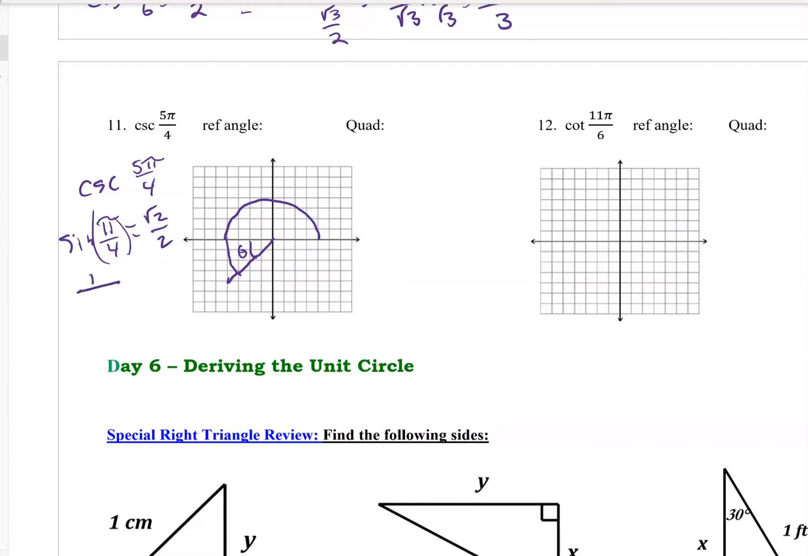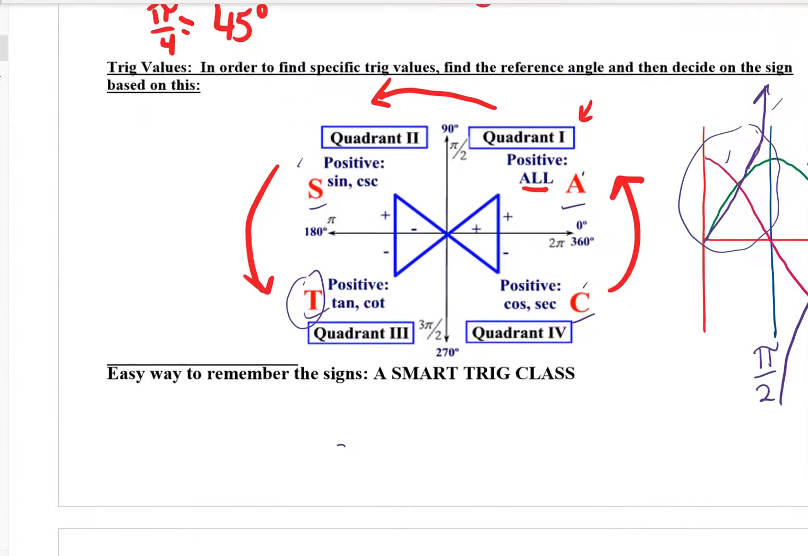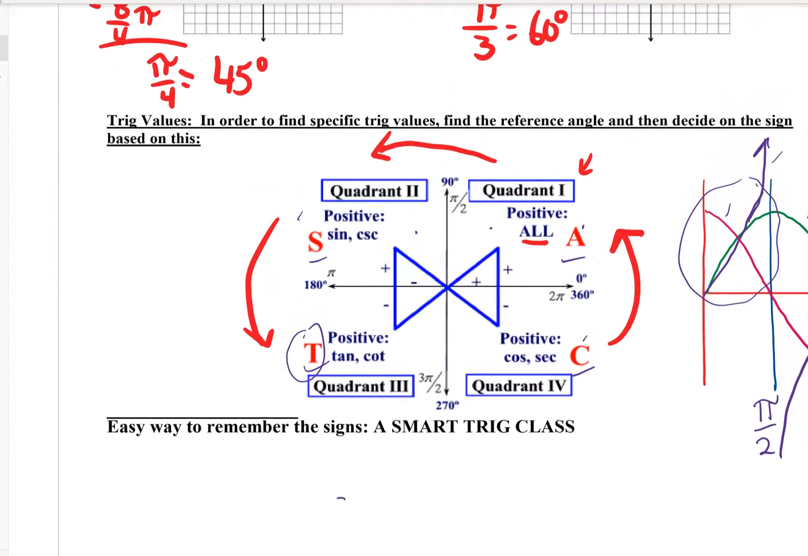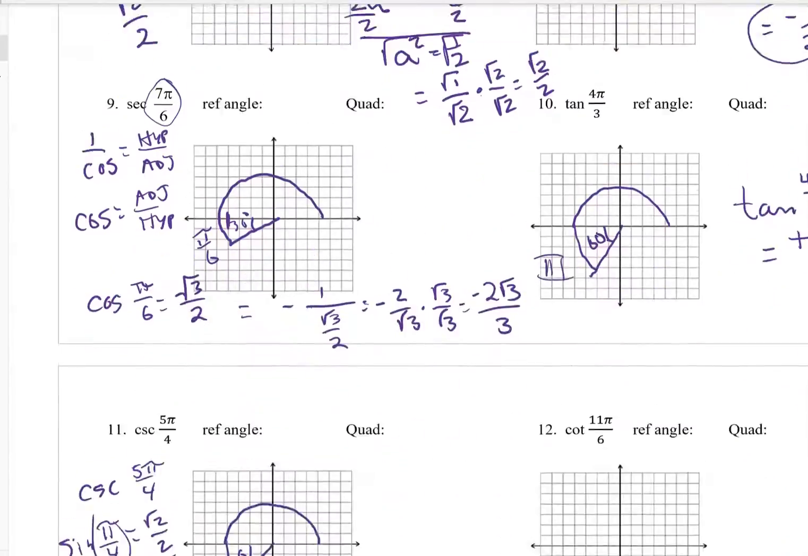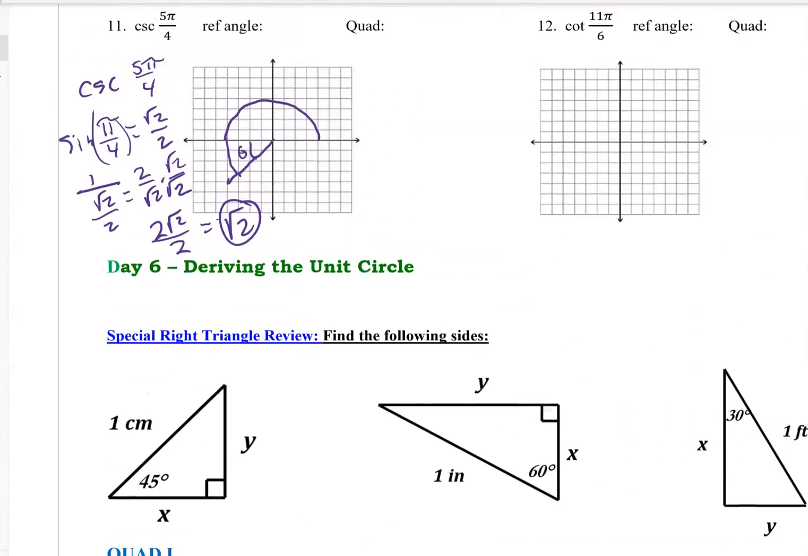So cosecant will be 1 over the square root of 2 over 2, which is 2 over radical 2, but now I need to rationalize my denominator. So I get 2 radical 2 over 2, which is just radical 2. And we take a look back at our chart. Sine is only positive in quadrant 1 and 2, which also brings cosecant with it. So in quadrant 3, we're going to be negative. So negative the square root of 2.